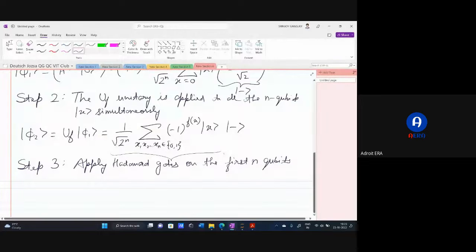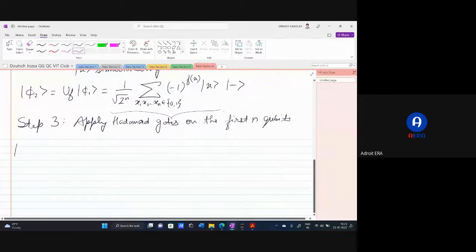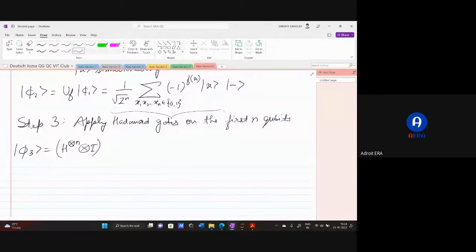Therefore, with that in mind, what will be ket phi 3? Ket phi 3 will be what? Hadamard tensor n tensor I, right? In that step 3, if you recall, flip back your pages and take a look at the derivation you did in the morning. In the Deutsch algorithm you had Hadamard tensor I, but now you will have Hadamard tensor n tensor I, because you have to apply Hadamard to all the n qubits of the first register. That's why it makes sense. Just compare it with the previous expression, and this will be applied to ket phi 2, of course.